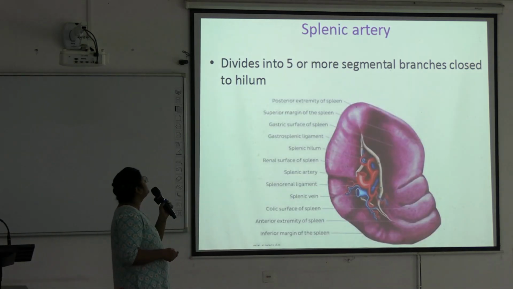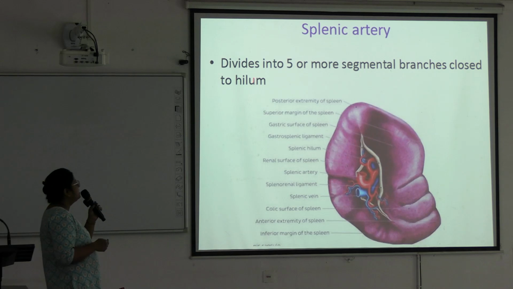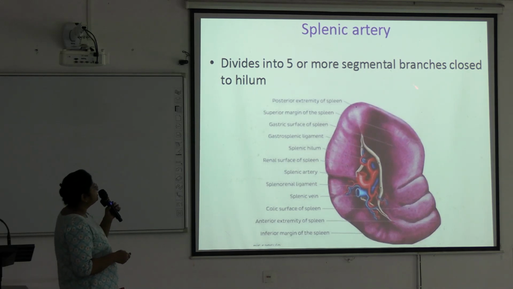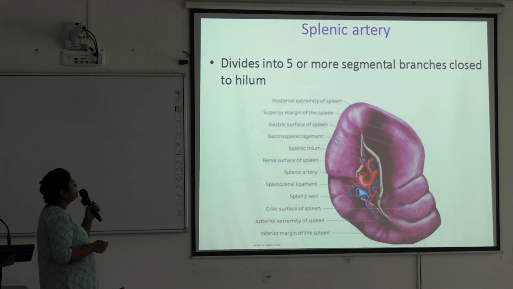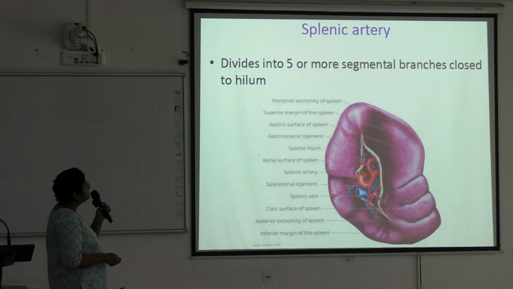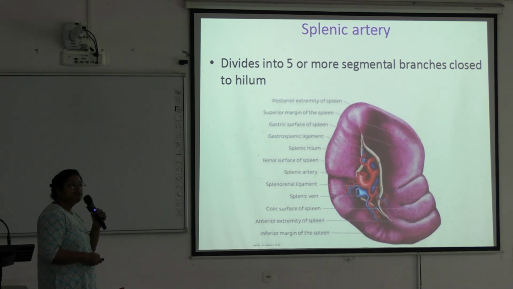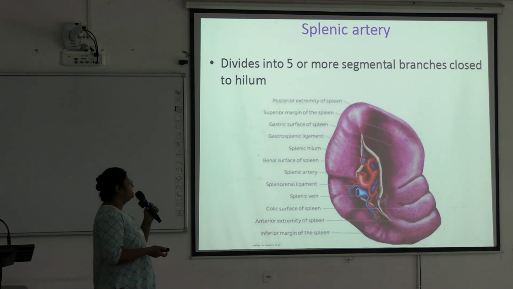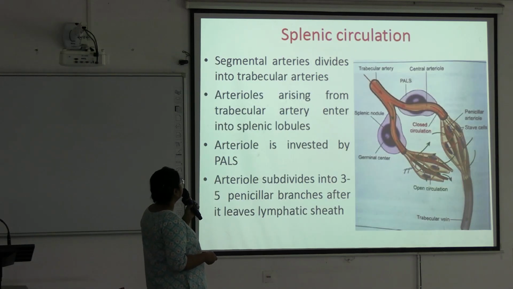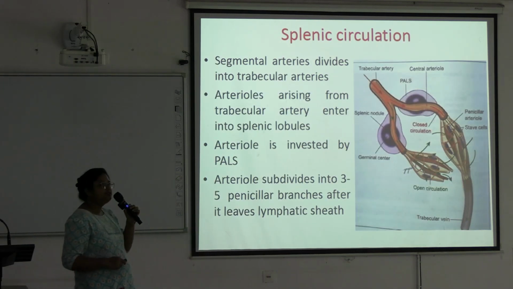Next. The splenic artery then divides into 5 or more segmental branches close to the hilum of the spleen. So this is the splenic artery dividing into 4 to 5 branches near the hilum of the spleen. Next we go to the splenic circulation.